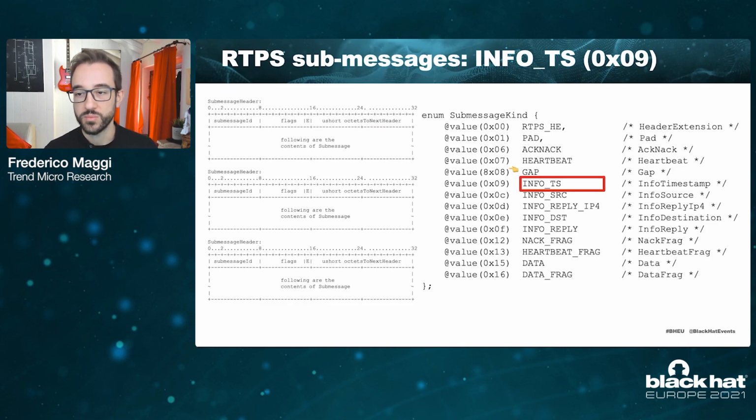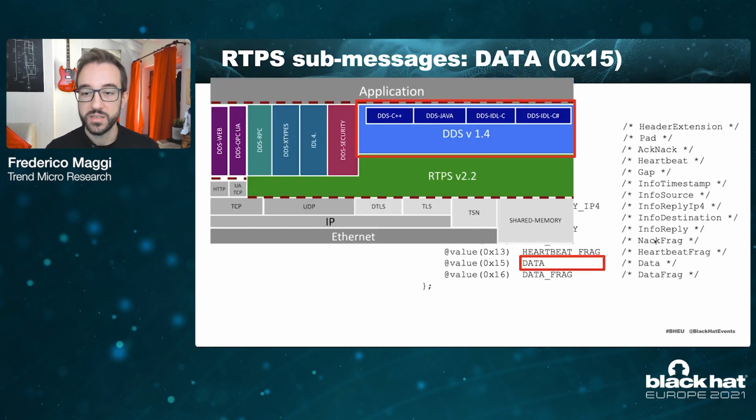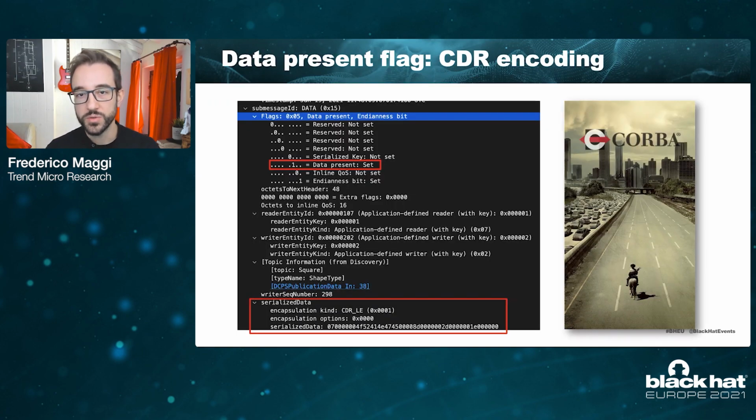And then, for example, there is the data message, which is possibly the most interesting one because it's where the encapsulation of the upper layer protocols happens. So it is essentially where DDS lives. You notice that in a data packet, there is a flag that is set to data present, which helps the parsing to understand that there is data coming.